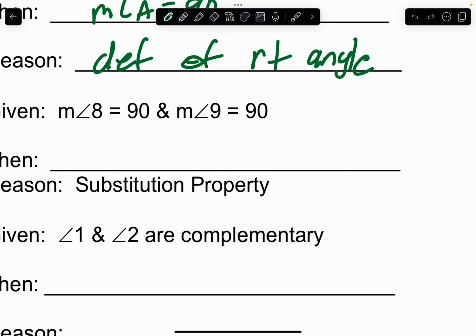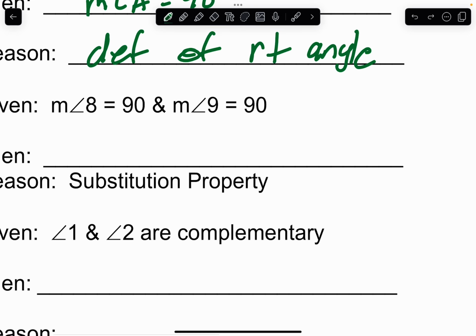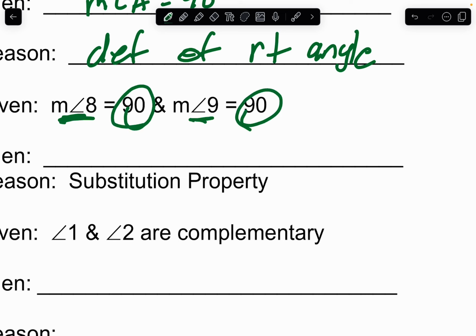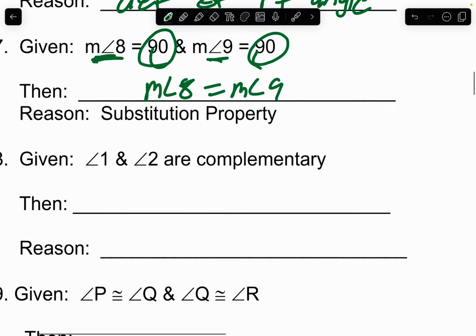Okay. This situation will happen often. You need to recognize it. This is a basic version of it, but there will be some pretty convoluted, interesting, complex situations with this. But if 2 things, in this case angle 8 and 9, equal the same thing, in this case 90, then those 2 things, angle 8 and angle 9, are equal to each other. That's important. Remember it. That's substitution.